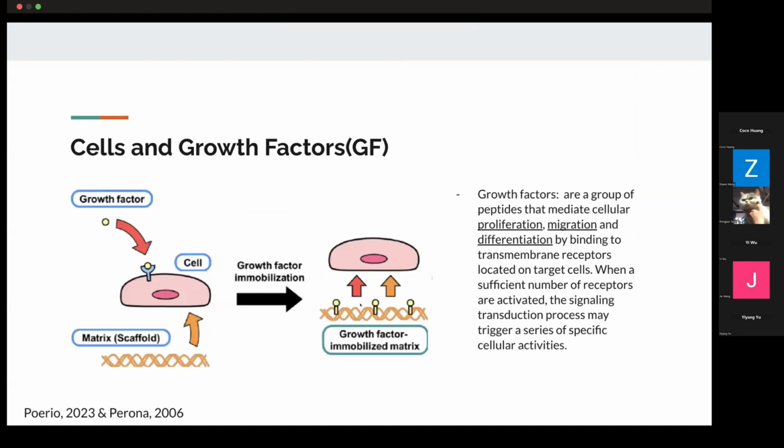Okay, the next part is cells and growth factors. And I think these are pretty straightforward: you need cells that are capable of regeneration and growth factors to stimulate them to grow the way we want them to. And this picture here basically shows how a growth factor can help a cell to be mobilized on the matrix. And again, growth factors are a group of peptides that can mediate cellular proliferation, migration, and differentiation by binding to receptors on the cells. And these are basically cell signaling.